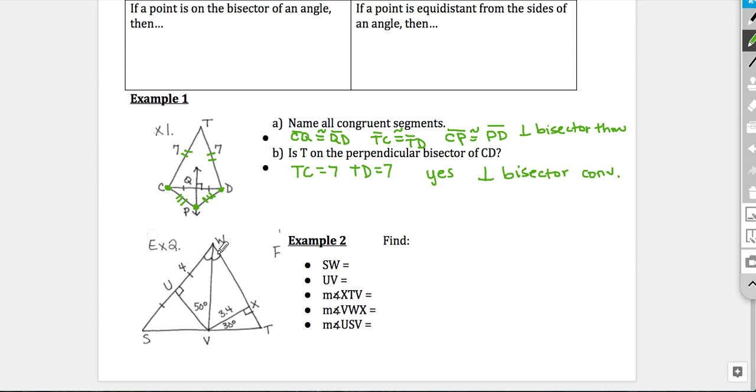All right, so in example 2, we've got this figure. It's made up of many triangles, and we're going to try to figure out these lengths that it's asking for. The first one it asks for is SW. Whenever I look at SW, I notice that it's got markings that SU and UW are congruent. So since this one measures 4, that means that this side also measures 4. If I want the whole line segment SW, I'm going to do 4 plus 4, and that will give me 8.